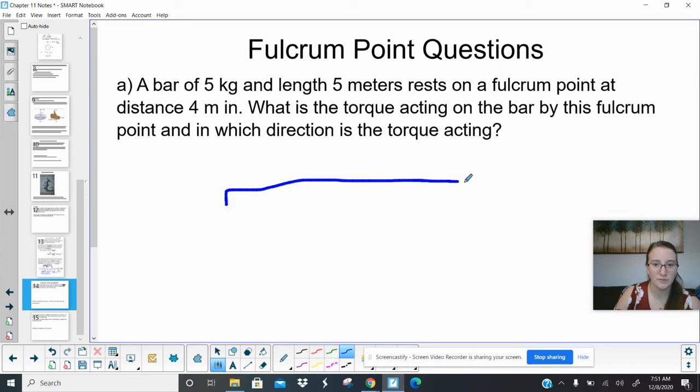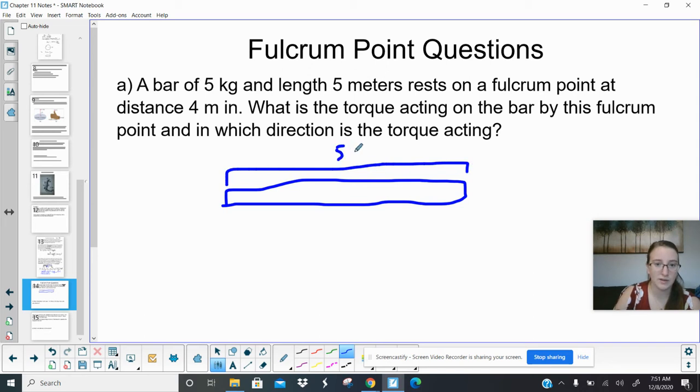So I'm going to draw my picture here. We always need to draw our pictures, going to be very careful. This is 5 meters. My fulcrum point is here, a distance of 4 meters. So to start with, this is just a normal bar. Where is the center of mass? This is 5 meters long. Where is our center of mass located? At 2.5 meters in.